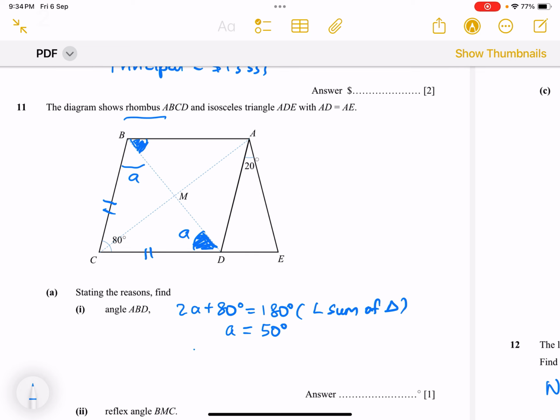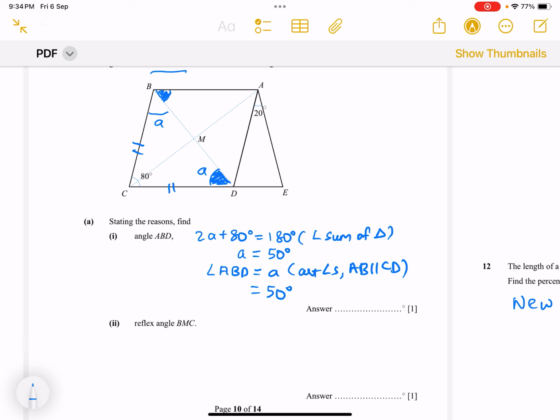Right, so angle ABD equals to angle A. We have alternate angles, and what are the parallel lines? AB parallel to CD. Right, so angle ABD is therefore 50 degrees.